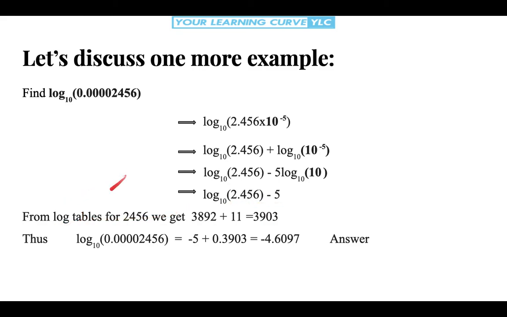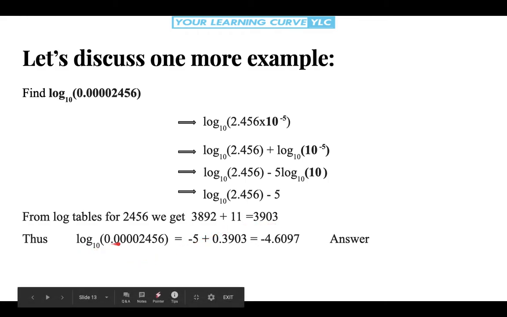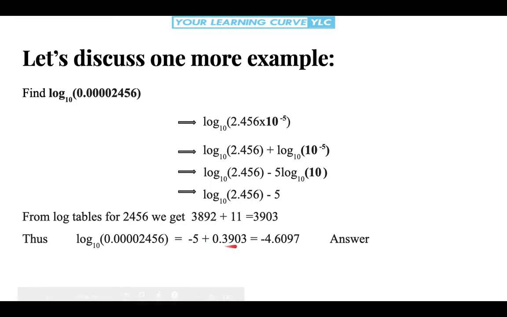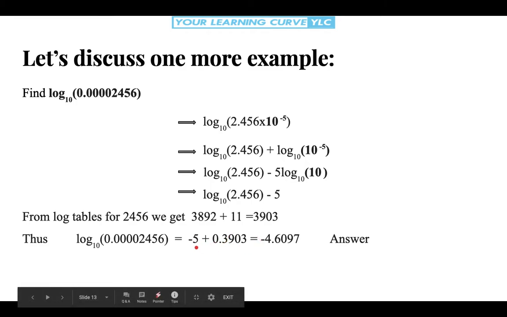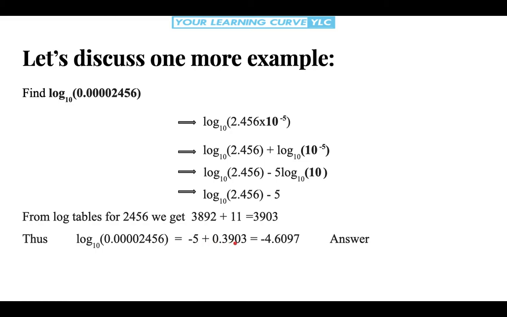From the tables, you refer to 2456. Look for 24 in the first column, then in the corresponding row, you look for 5 and then 6. You will get 3892 and the mean difference 11. You add these two, you get 3903. The value of log 0.00002456 is minus 5 plus 0.3903. Don't write it as minus 5.3903.